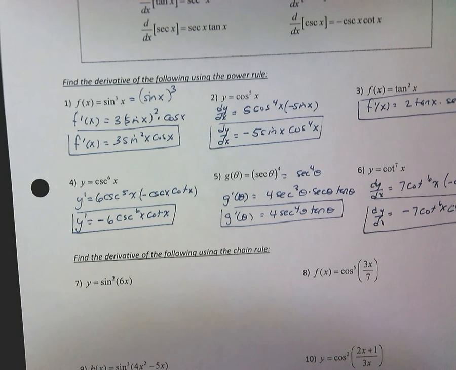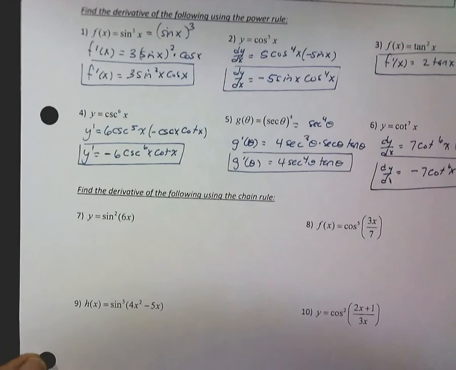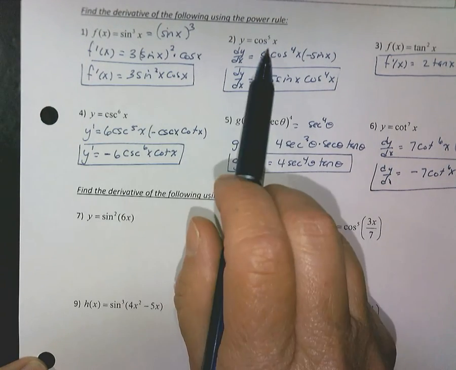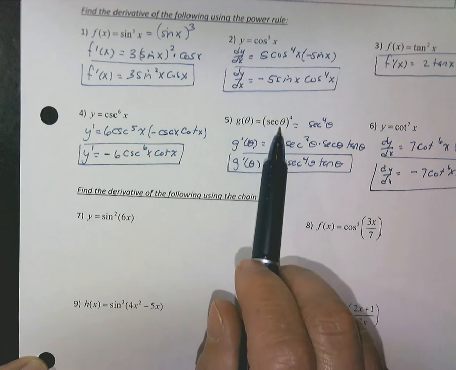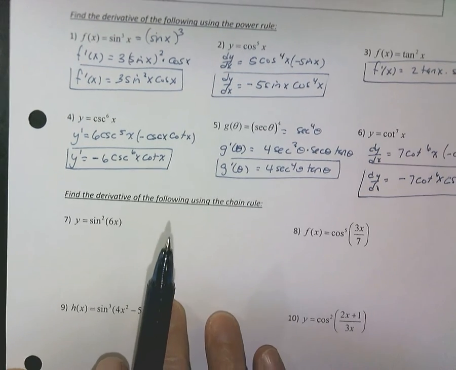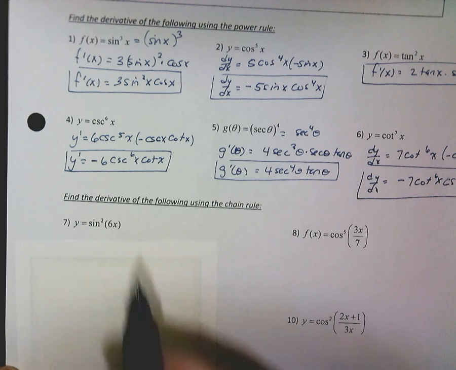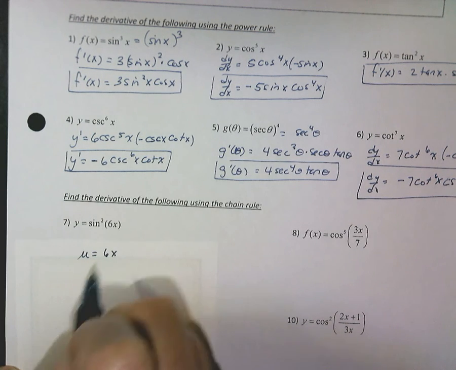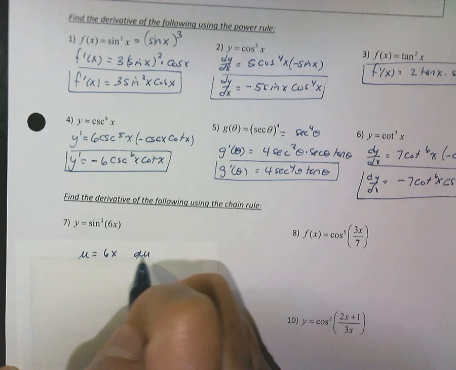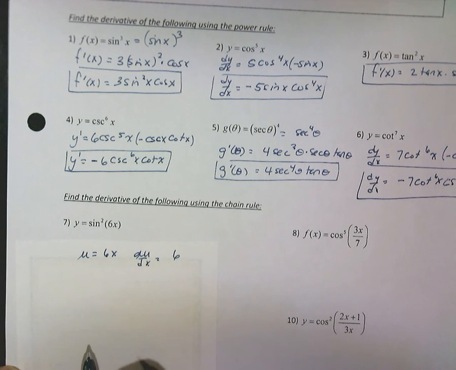So now the u substitution is going to be a little bit different down here. All of these up here had just a plain x or theta with the trig. This one now has 6x. So this is going to be a little bit different. If I let u equal 6x, du/dx is going to equal 6. But now I also have this sine squared. So it's going to take on a little bit different form.